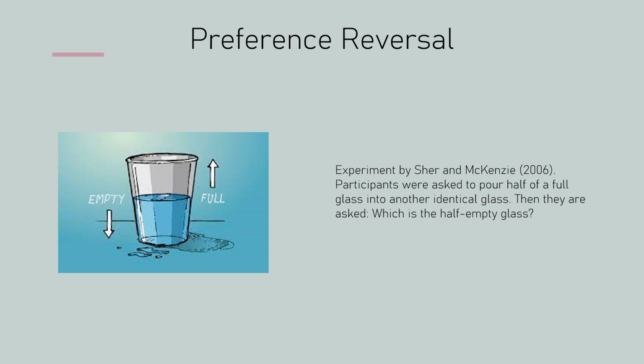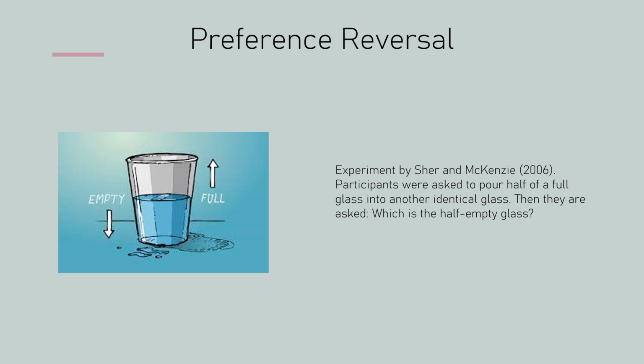Let's take a look at the preference reversal objection. So the basic idea of preference reversal is we react differently when the same thing is presented in different ways, right? So we've got a glass that's half full. If it's presented as half full, we're going to react differently to that than if it's presented as half empty.